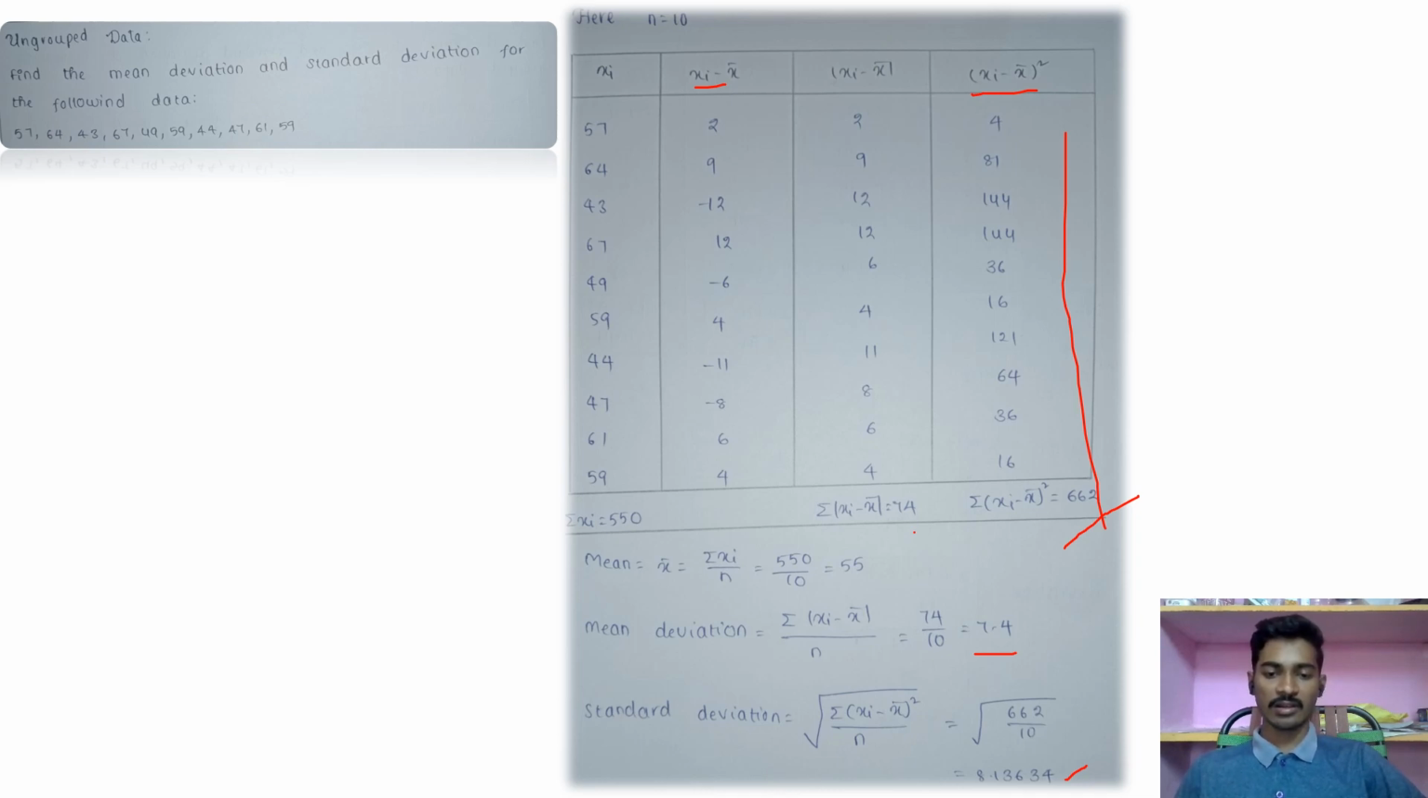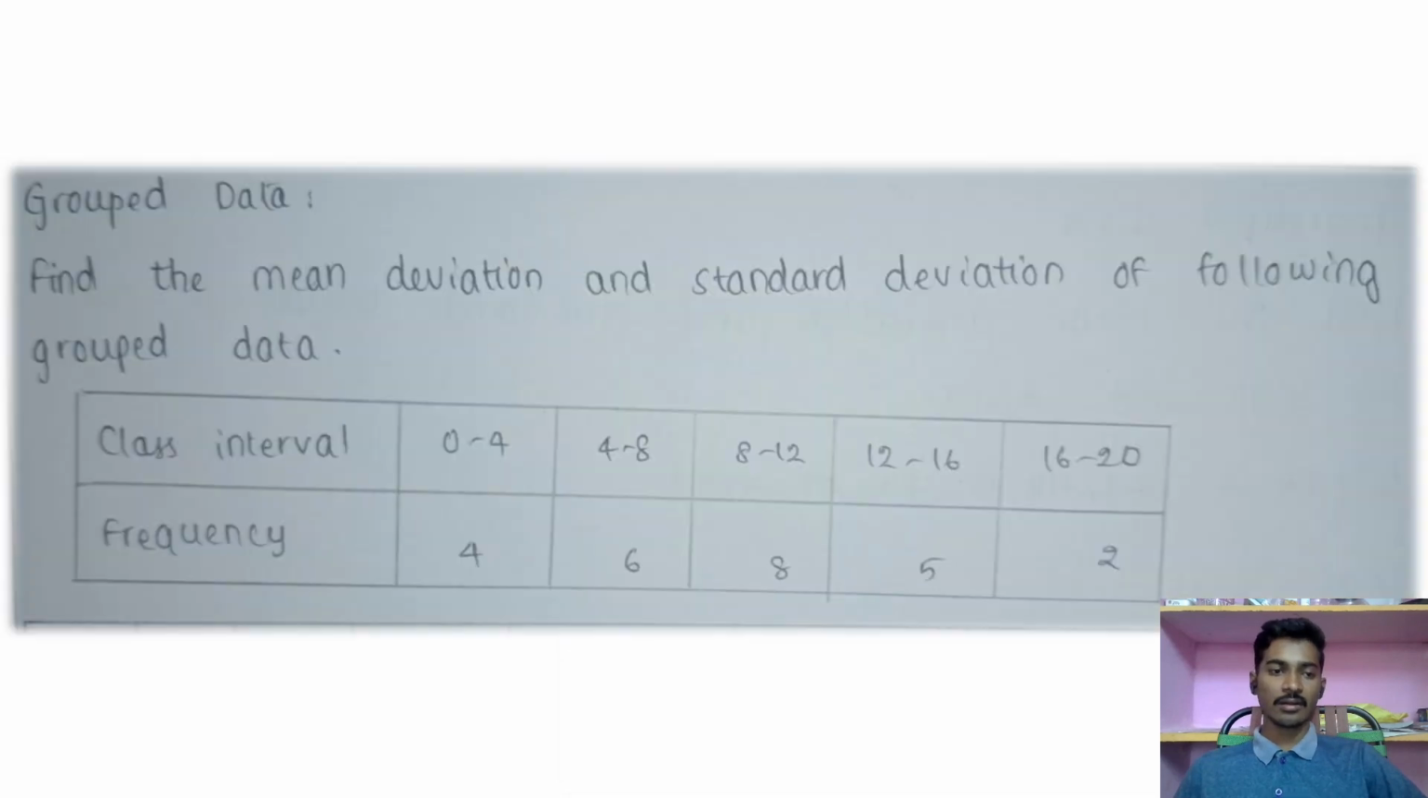We have calculated the mean deviation and standard deviation for ungrouped data. Now let's see an example for grouped data. The question given in grouped data is: find the mean deviation and standard deviation of the following data. It is grouped data. In grouped data, we will have class intervals and frequencies. And we have 5 class intervals here and their corresponding frequencies.